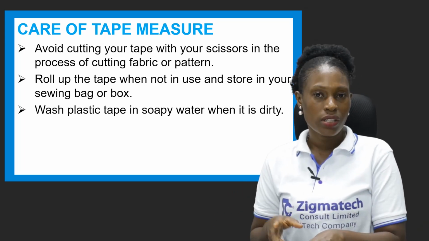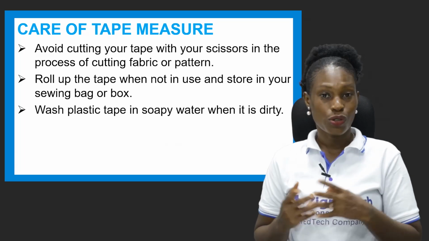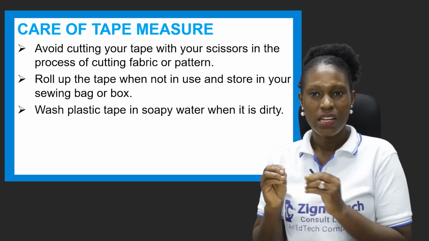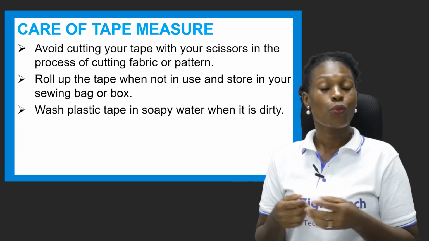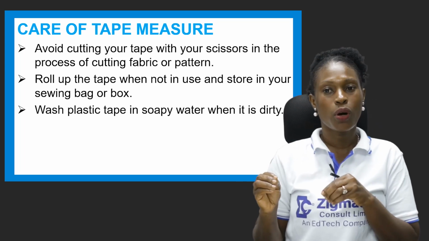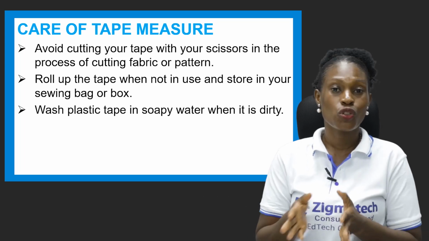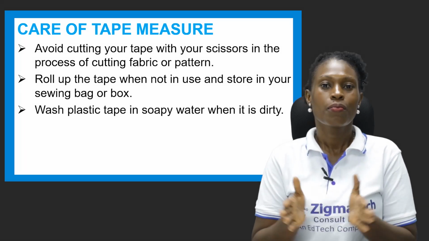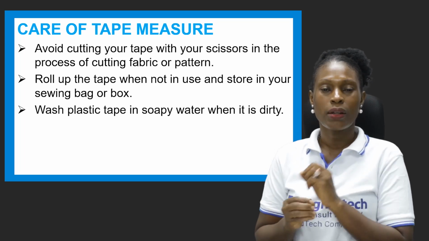So in the process of cutting, you have to be very careful so you don't cut your tape measure so it doesn't get bad. It's very, very fragile. Now another one is that you roll up the tape when it's not in use and store it in your sewing box or bag. If you're not using it, don't just keep it littered. You have to put it in your sewing box or bag. Keep it neatly, fold it up, wrap it up and put it there.